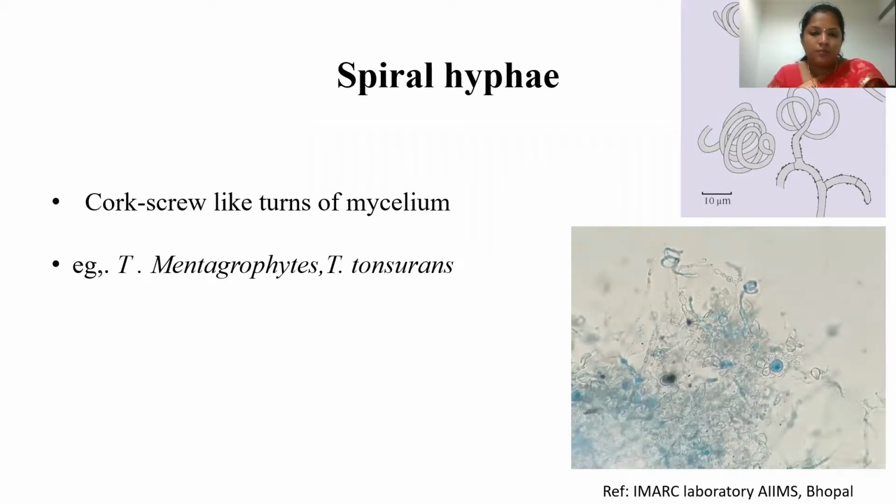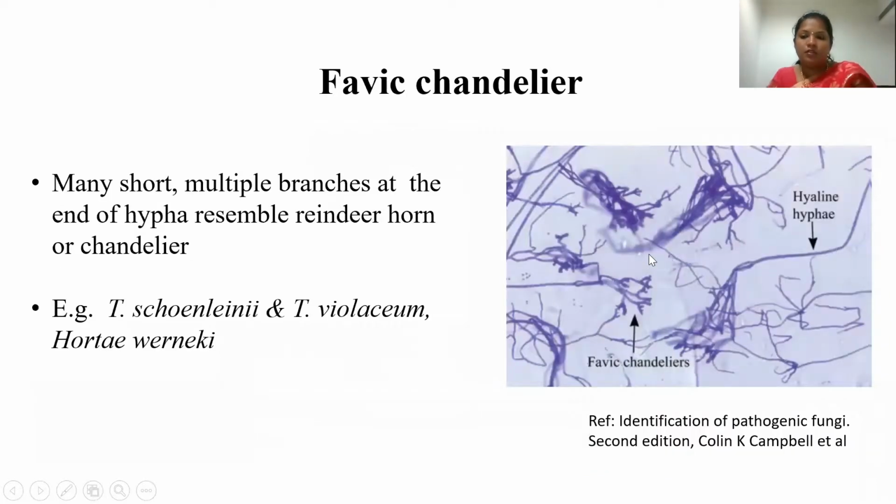Some dermatophytes will produce spiral hyphae, which are corkscrew-like turns of mycelium. They can be present in T. mentagrophytes and T. tonsurans. Some fungi will produce favic chandeliers. Favic chandeliers are many short, multiple branches at the end of the hyphae, resembling reindeer horn or a chandelier. The examples are T. schoenleinii, T. violaceum, and others.